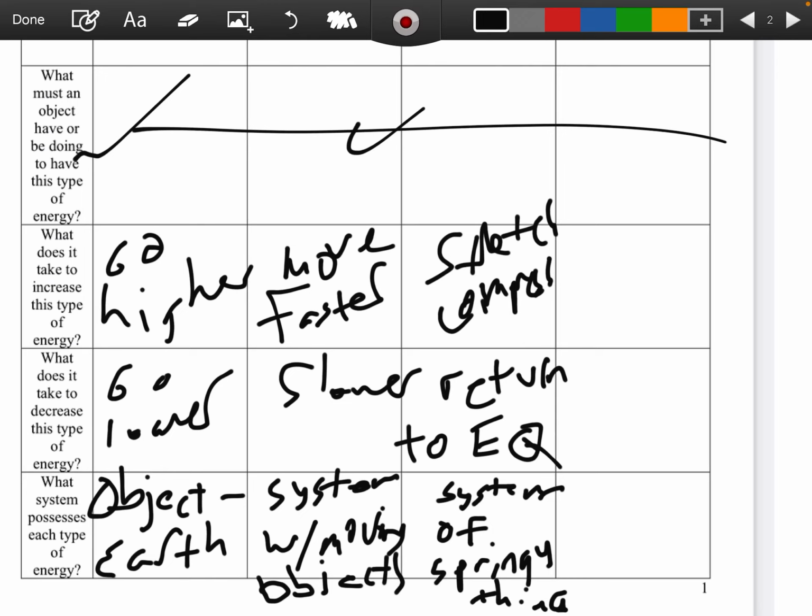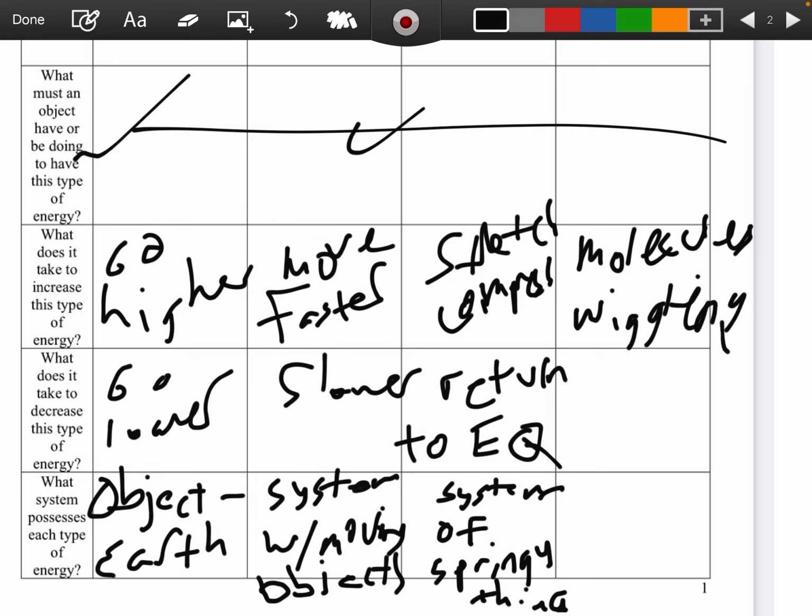What does it take to increase the dissipated energy? Those molecules need to move faster. How can this happen? If an object is moving fast and it collides with another object, say a car crash, then you're going to have a release of sound and heat. So if a car is moving twice as fast, you would have even more sound and heat, because these molecules are wiggling faster. To decrease, wiggle less, go slower, little molecules.